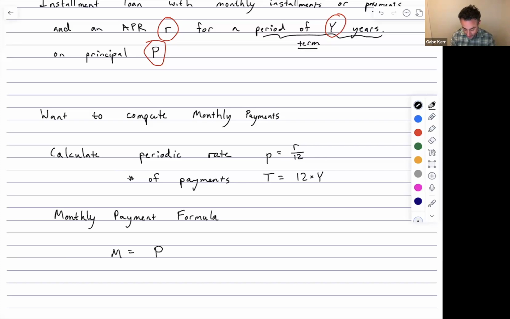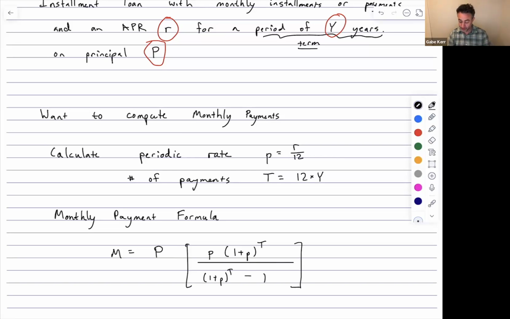It's going to be P. That's your principal, how much you're taking out in your loan, your initial amount. And then you'll have your periodic rate times 1 plus your periodic rate. Remember, these are in decimal form, so you take your APR, convert it to decimal form, take the power t, then divide this whole thing by 1 plus your periodic rate to the t, minus 1.